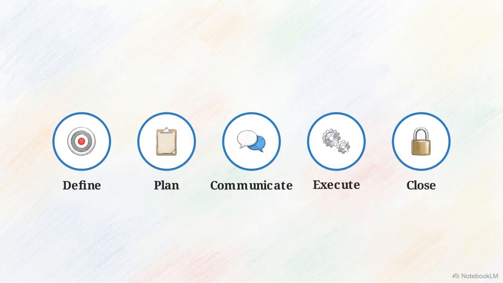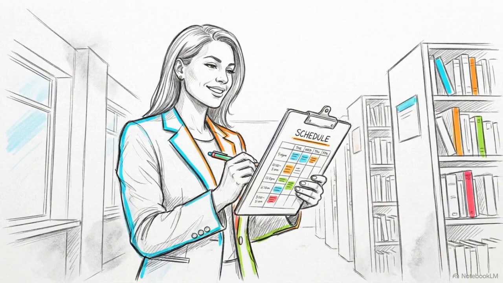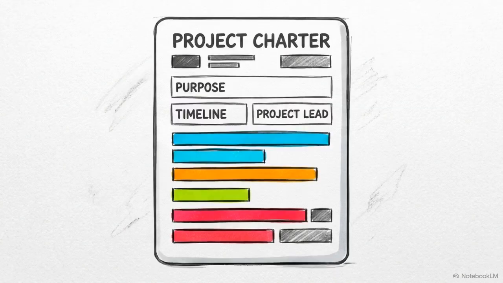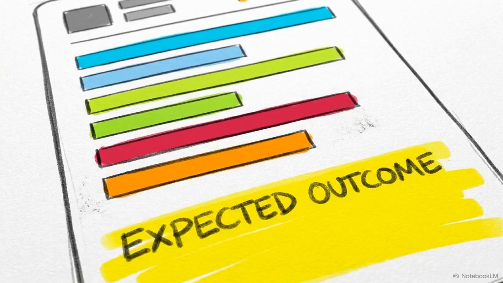Applying this framework replaces the stress of guesswork with a repeatable process. It allows you to actively manage a project's variables rather than being managed by them. Look at this document. This is your project charter. It acts as your official roadmap. By defining the purpose, the timeline, the project lead, and the expected outcome at the start, you give the entire team a single source of direction.